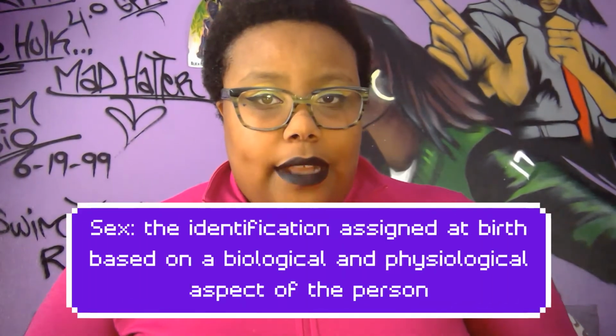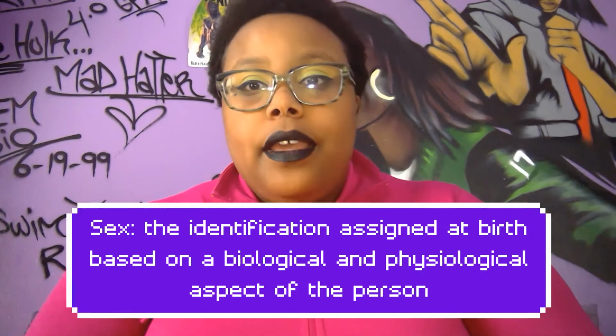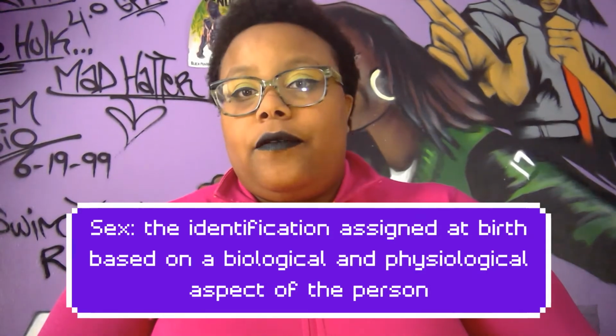Sex is essentially the identification assigned at birth based on a biological and physiological aspect of this new human baby. When assigned as female, it means that the person has a female reproductive system, which includes a vagina, ovaries, ovum, and a uterus. It also includes the hormones associated with the female reproductive system, such as estrogen and progesterone.